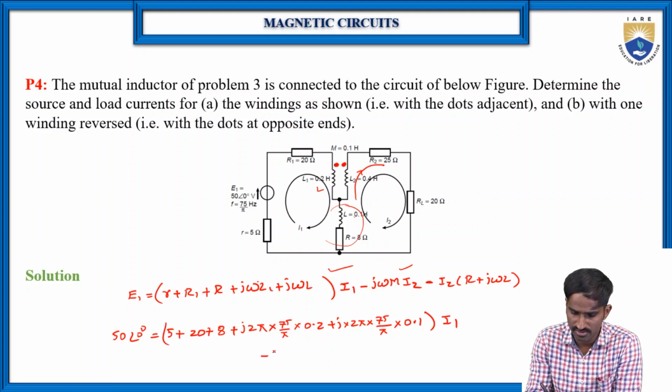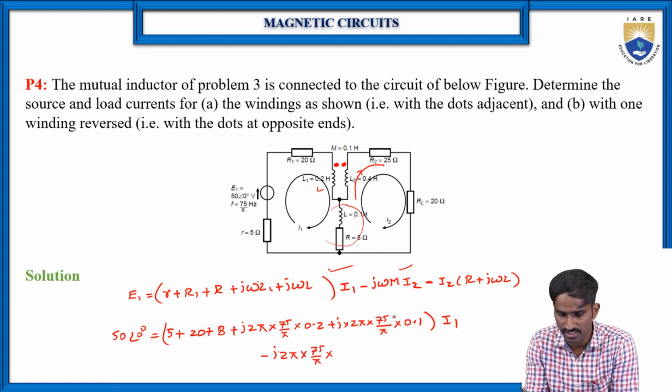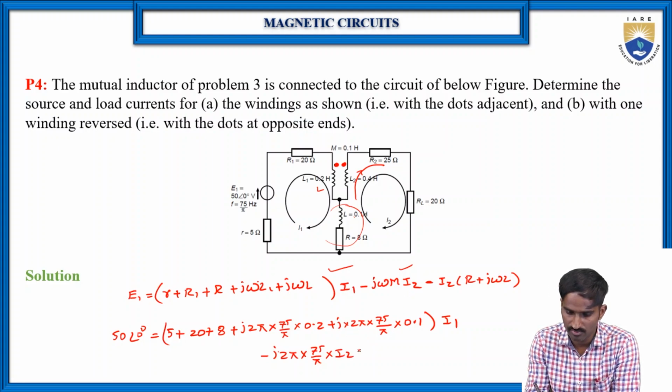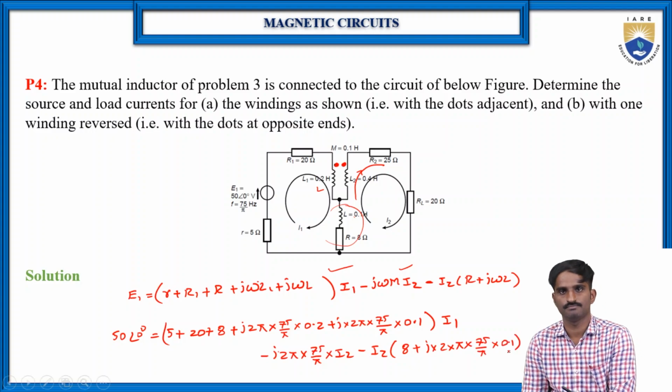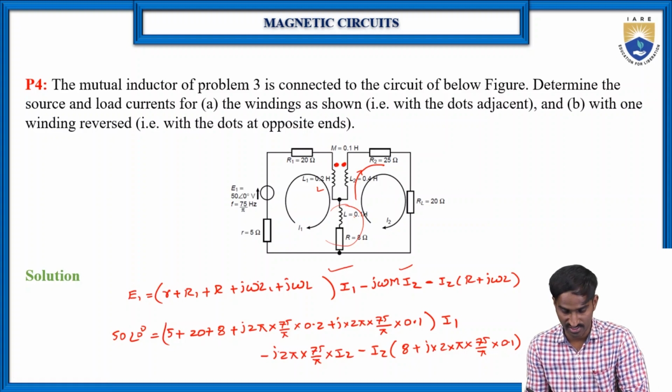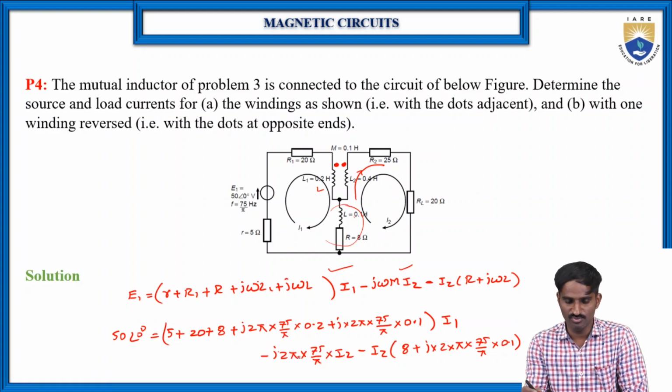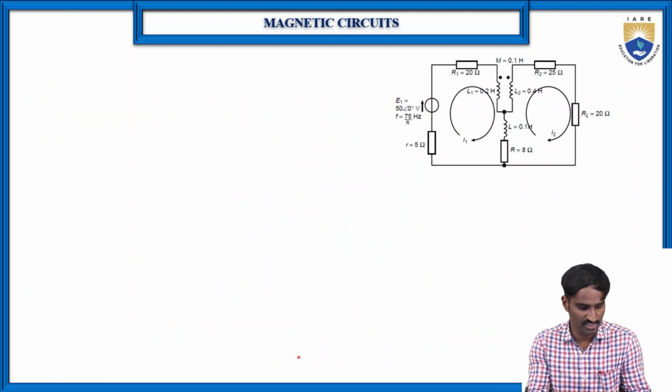As usual, j into 2 pi into F, which is 75 by pi, into I2, and minus I2 into R is 8 plus j into 2 into pi into 75 by pi into L is 0.1. The lengthy equation, right? Anyway, if you simplify this, then we will finally get the equation.